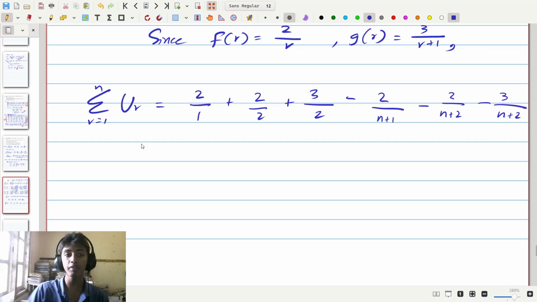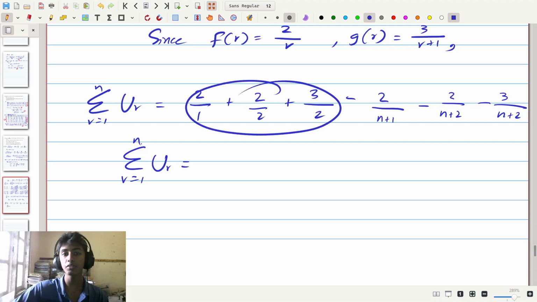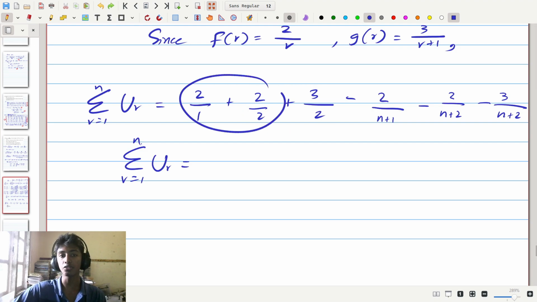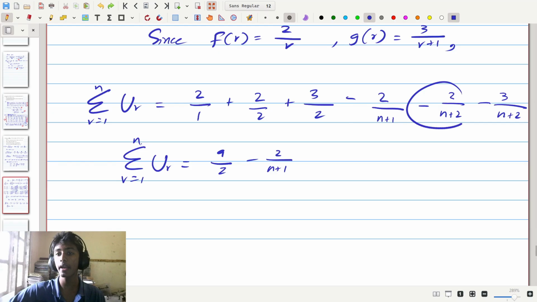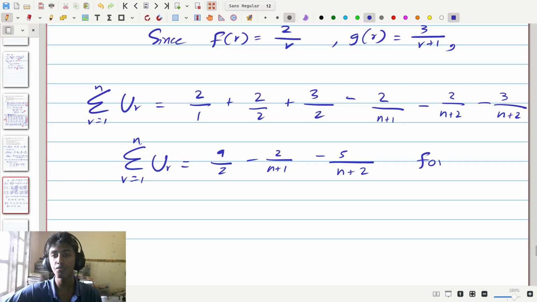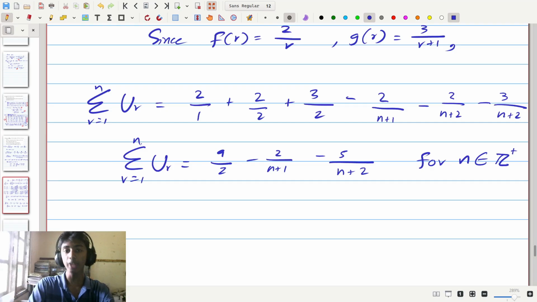So if we finally simplify this down, we can see the sum from r equals 1 up to n of u of r being equal to, and if we add all this together, we have 2 plus 1, which is 3, plus 1.5, which is going to be 4.5, or 9 over 2. And then we have minus 2 over n plus 1. And then we have this plus this, which is going to be minus 2 minus 3 divided by n plus 2, which is going to be minus 5 over n plus 2. Now this is going to be true for n an element of the positive integers. So that's going to be our answer there.